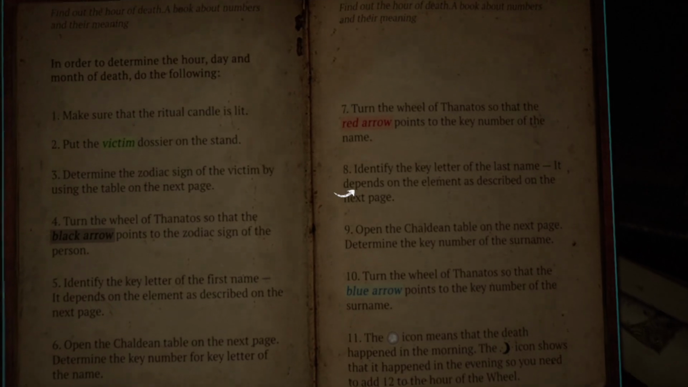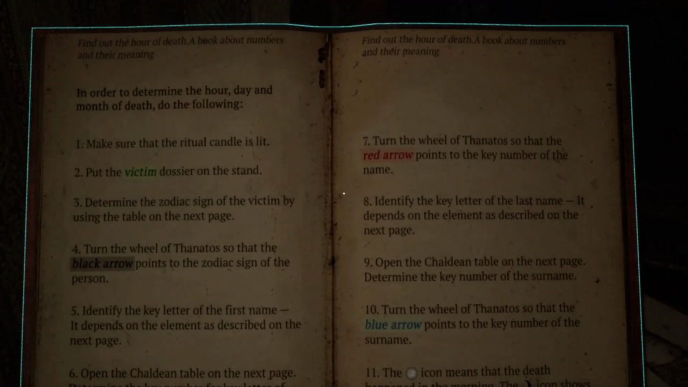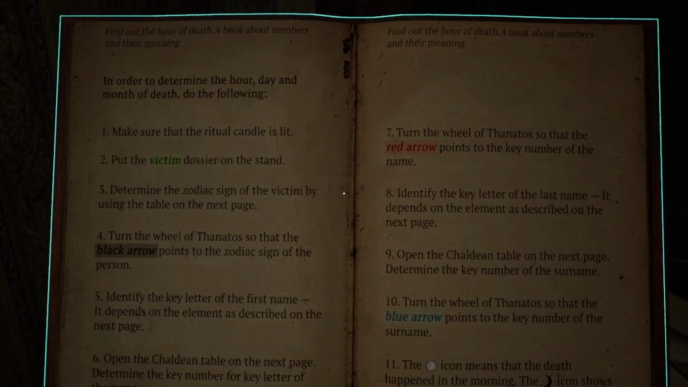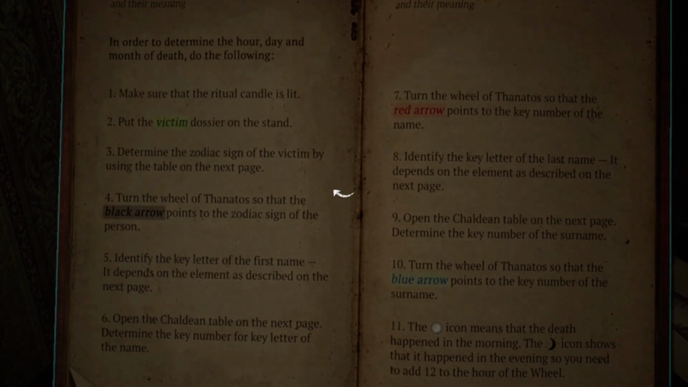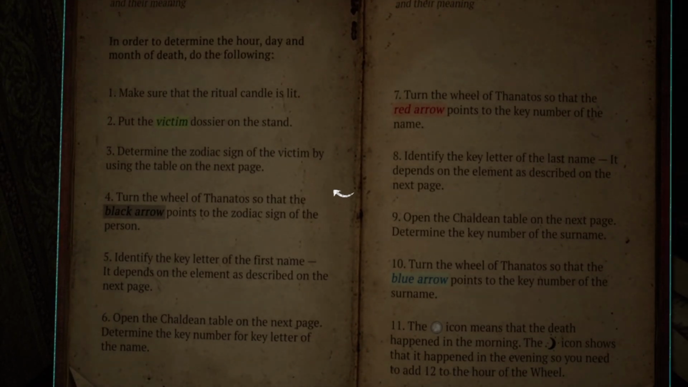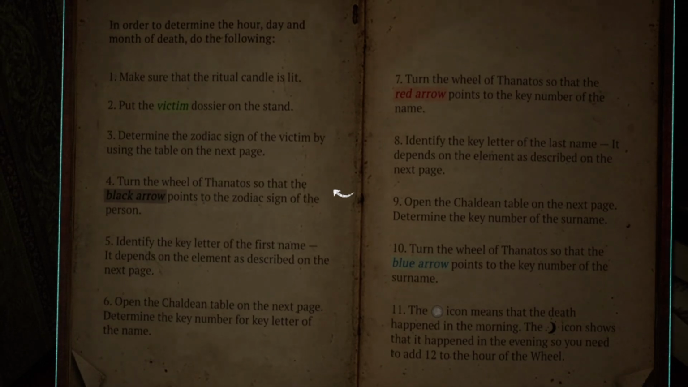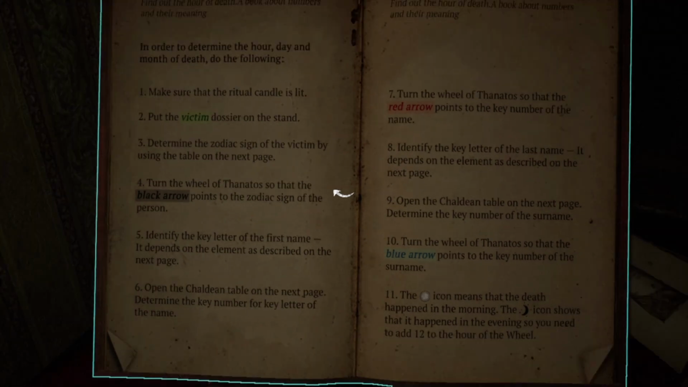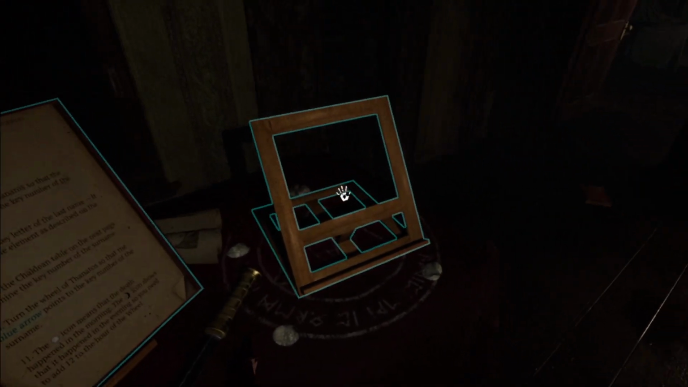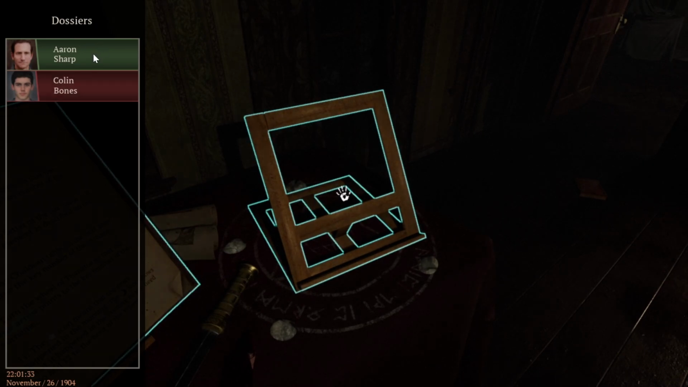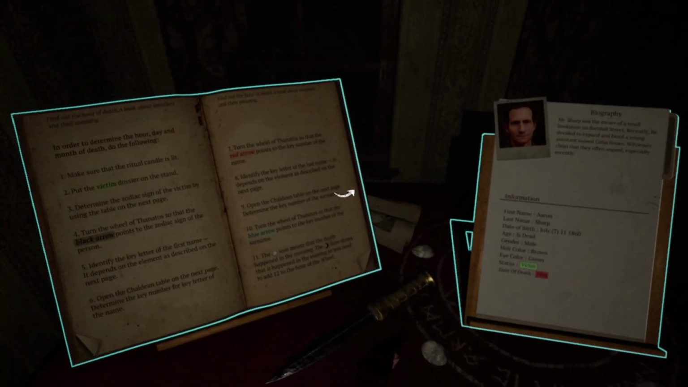In order to determine the hour, day, and month of death, use the following. Make sure the ritual candle is lit. Put the victim dossier on the stand. Determine the zodiac sign of the victim by using the table on the next page. Turn the wheel of Thanatos so the black arrow points to the zodiac sign of the person.